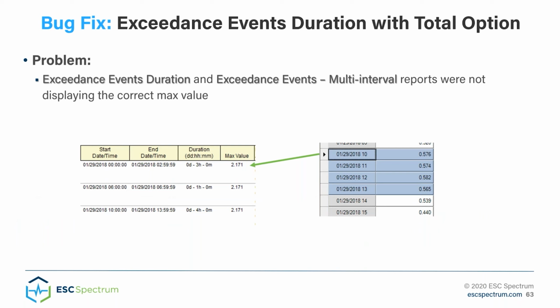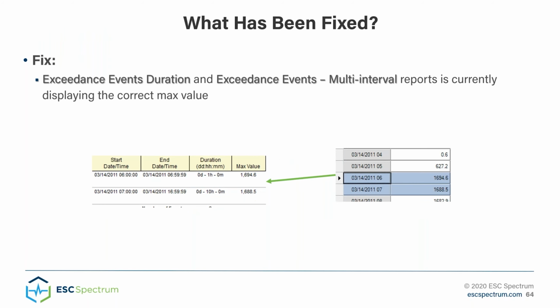Exceedance events duration with total option. An issue was found in the 6.12 reports where the value in the max value report column repeated for different exceedance events. Now, the exceedance events duration and exceedance events multi-interval reports display the correct max value.